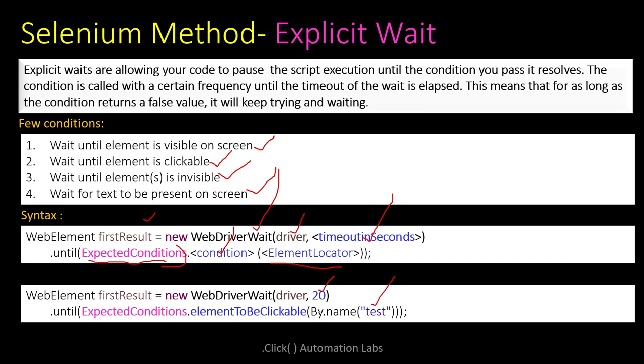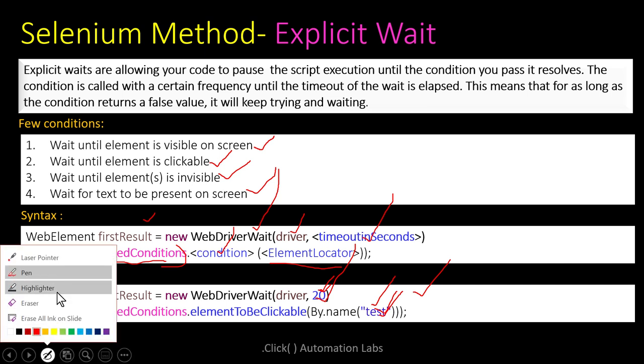So this means the WebDriver will wait for this particular element, with the name test, to appear on screen until it is clickable. It will keep on checking, like at 10 seconds it checks whether it is clickable. No, then again at 11, at 12. Even within these 20 seconds, if this element is not clickable, then this will throw a timeout exception. If at 15 seconds it appears and is clickable, then it will come out and execute the next command.